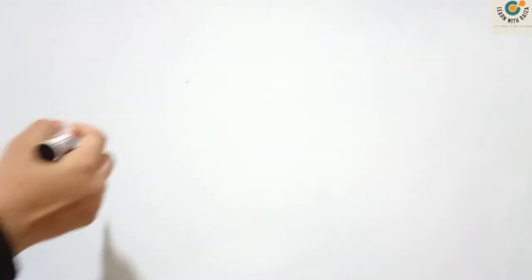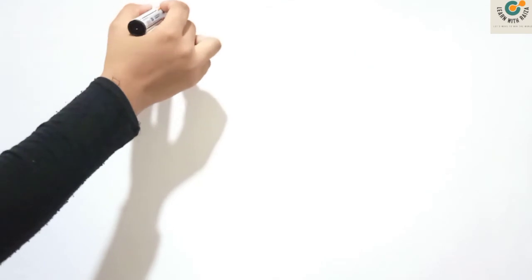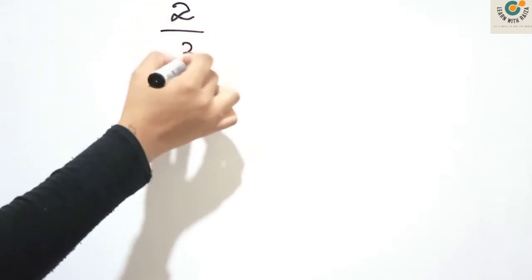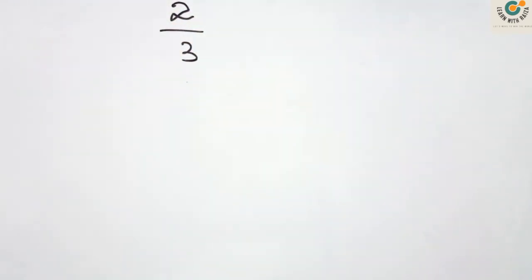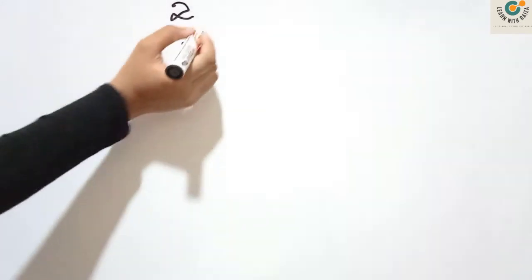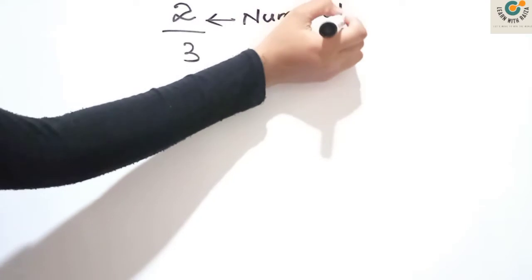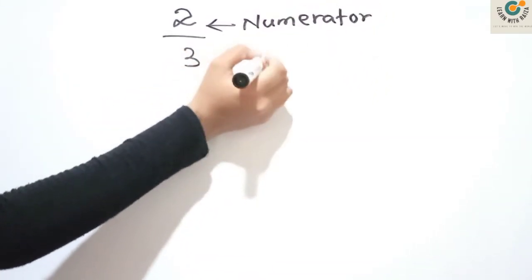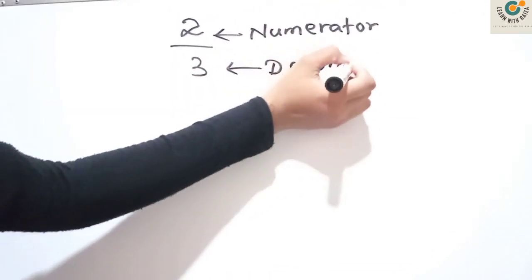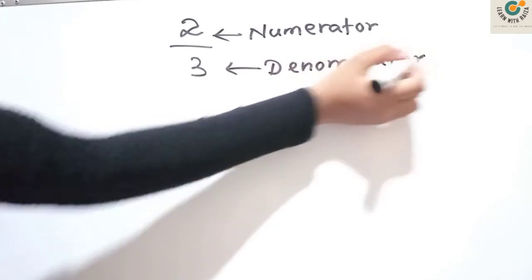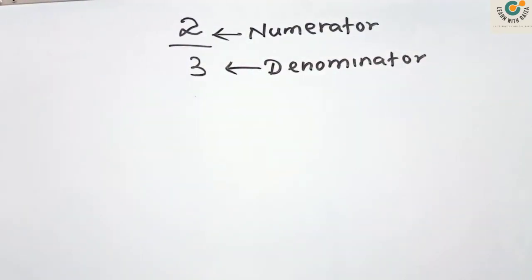Fractions consist of a numerator and a denominator. That is the most important thing you should realize, right? The top number is called the numerator and the bottom number is called the denominator. So a fraction always consists of a numerator and a denominator.